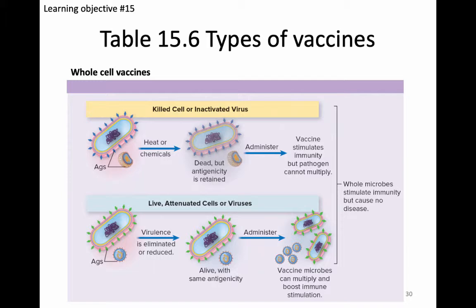So one type of vaccine is the whole cell vaccine. These can be either killed or inactivated microbes, or they can be microbes that are alive, but they are attenuated, which means weakened. In a whole cell vaccine where the microbe is killed or inactivated, the microbe is exposed to heat or chemicals so that the microbe is dead, but it's still antigenic. So it will still stimulate production of antibodies, which will result in memory B and T cells and the immune response will be active.